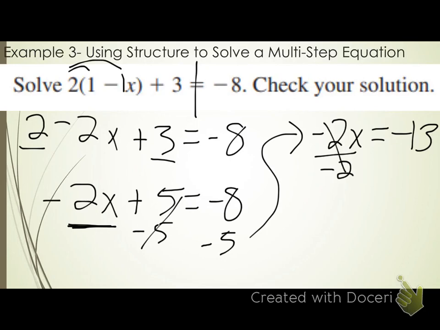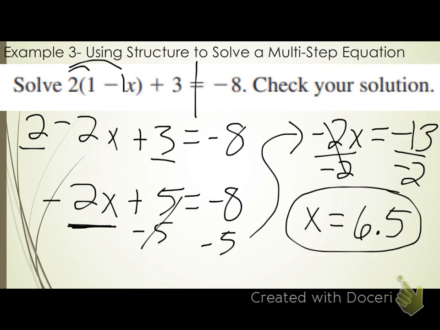And lastly, raise your hand if you can tell me my last step. Divide by negative 2 on both sides. X is being multiplied by negative 2. Inverse of multiplication is division. So I'm dividing by negative 2. Negative 13 divided by negative 2 gives me what? 6.5. Questions on how I got that? Questions, comments, concerns, or any confusion?